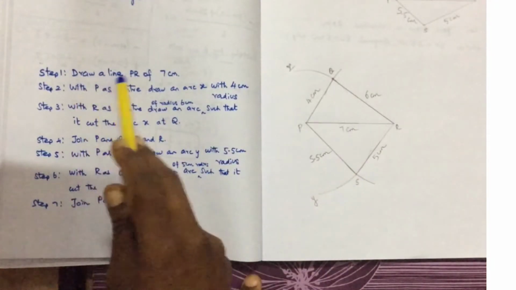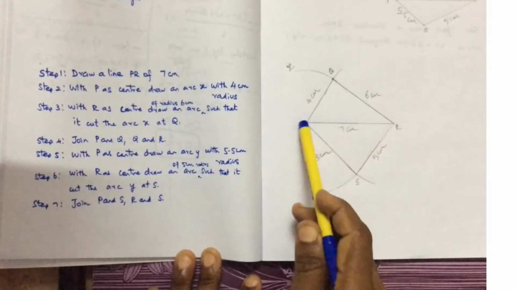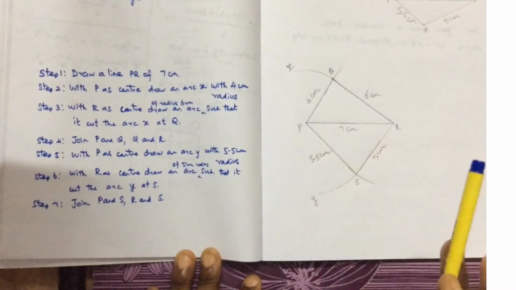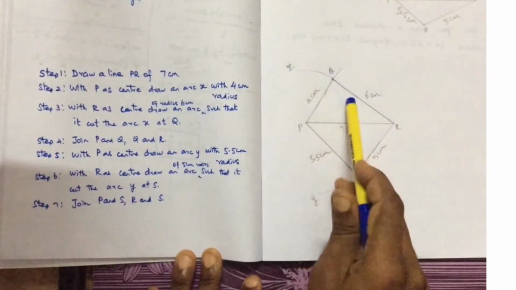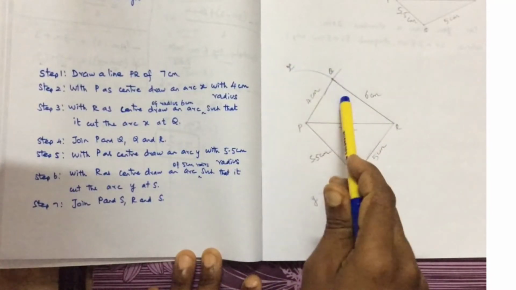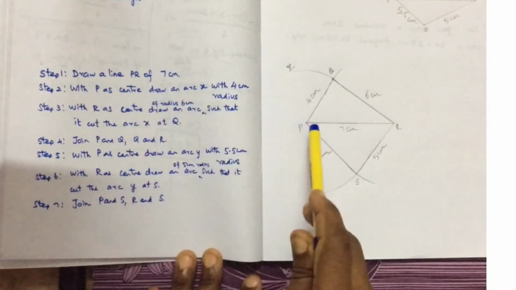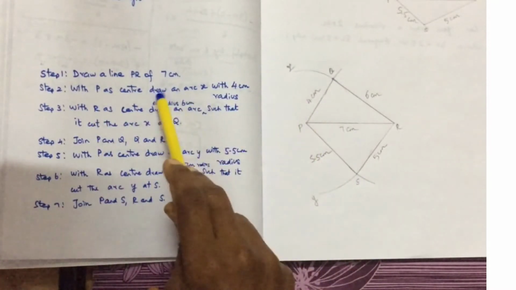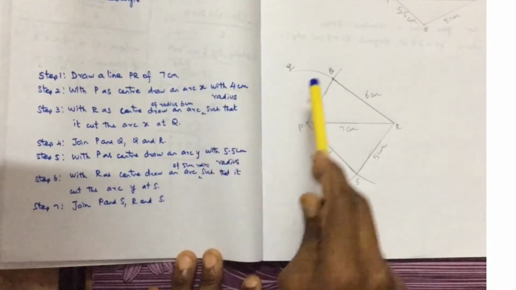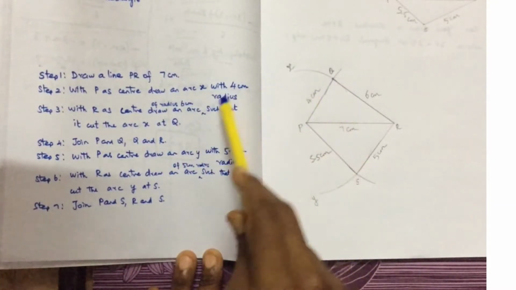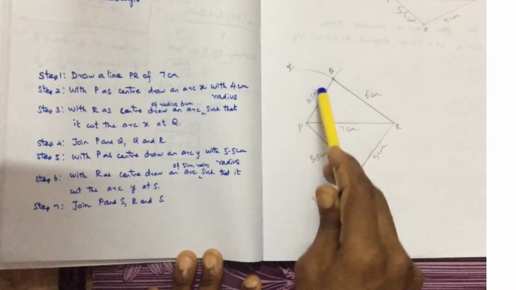First, draw a line PR of 7 centimeter. So this is the line we have drawn first. So draw a line PR of 7 centimeter. Now after this, we drew this arc that is named as X. So with P as center, that is with this P as center, draw an arc X. This is the arc X with 4 centimeter radius. So this is 4 centimeter.